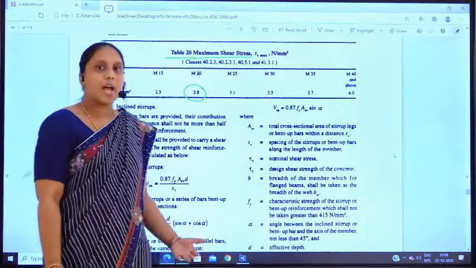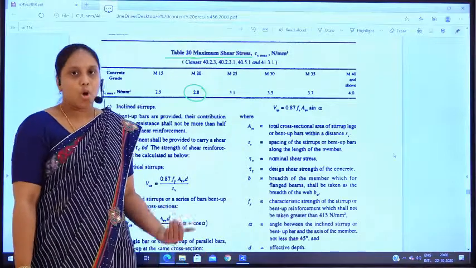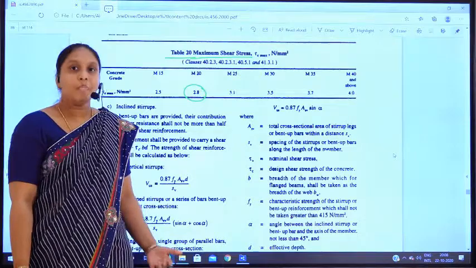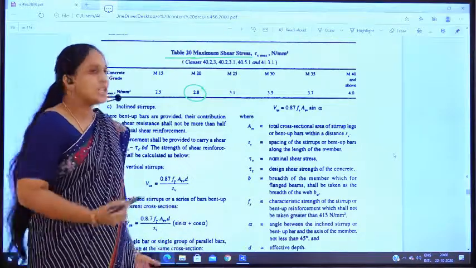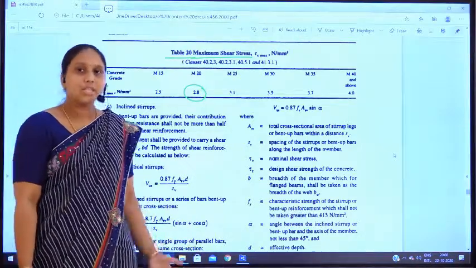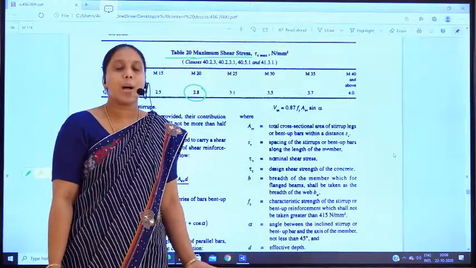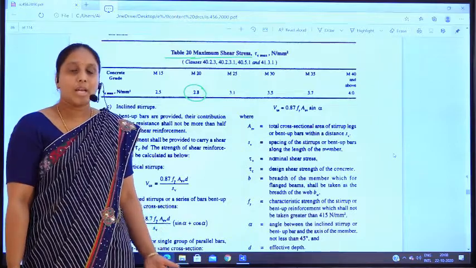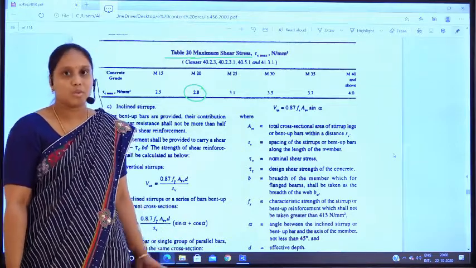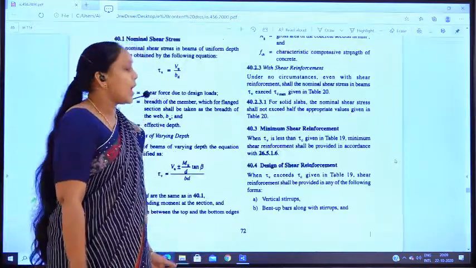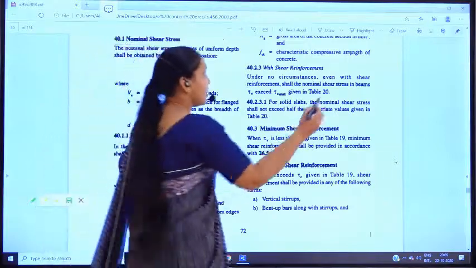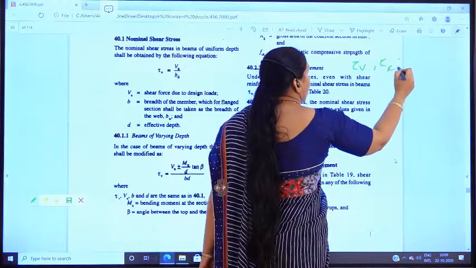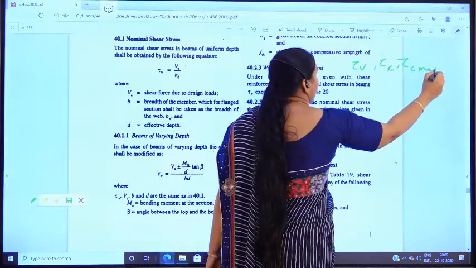So now what have we calculated? We have calculated the nominal shear stress tau V, the design shear strength of concrete tau C, and the maximum shear stress tau C max. The next step is to compare all these three values, that is the tau V, tau C and tau C max values.